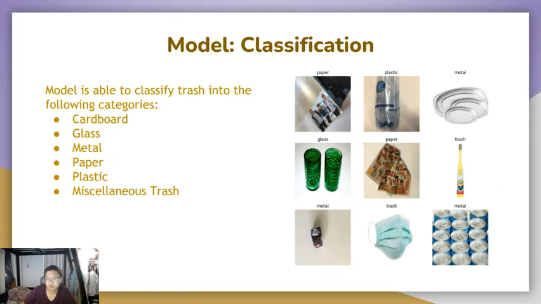Next, for our classification, our model is able to recognize 6 types of trash: cardboard, glass, metal, paper, plastic, and miscellaneous trash. These are the classes we chose because they add up to be a pretty comprehensive overview of garbage in general, and the classes align with the image data publicly available to us. On the right, you can see some of the test images we used to train the model.